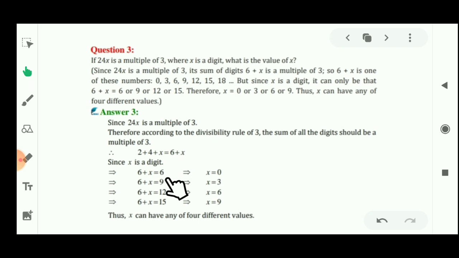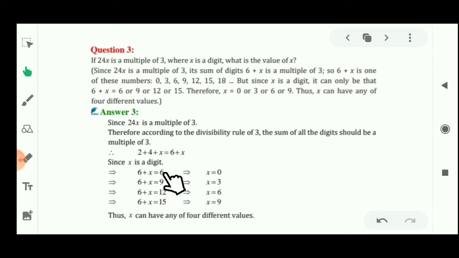So firstly we put 0 here. If x is 0, the answer will be 6, and you know that 6 is a multiple of 3. Similarly, if we put 3, that means the answer will be 9. As we know, 9 is also a multiple of 3. Similarly, if we put 6, then 12 will be the answer, and if we put 9, the answer is 15.